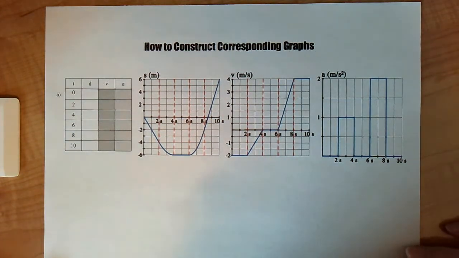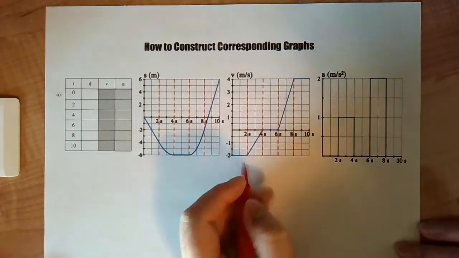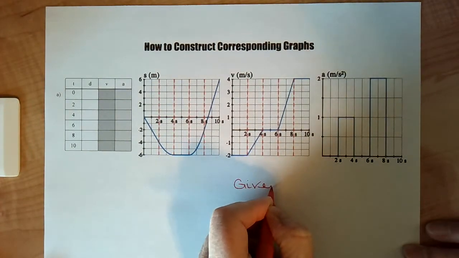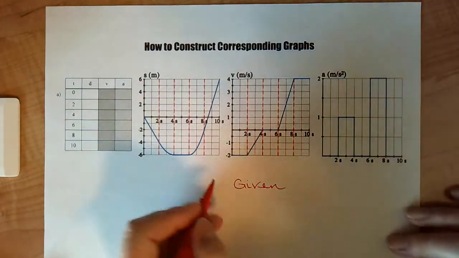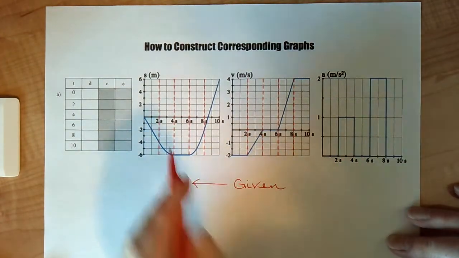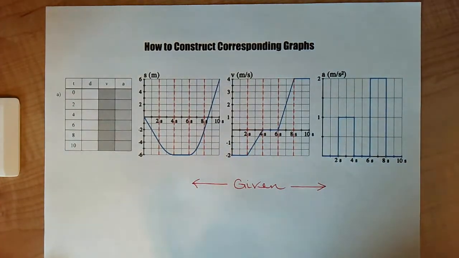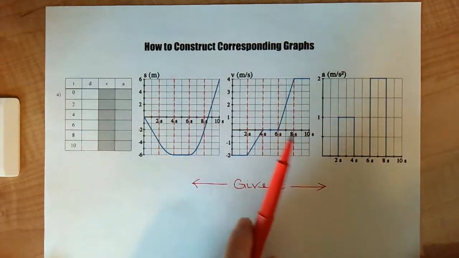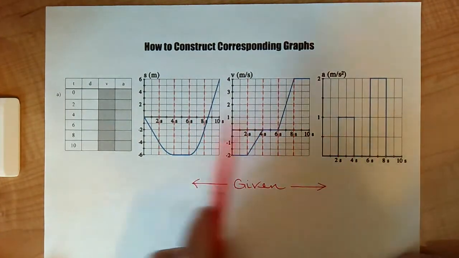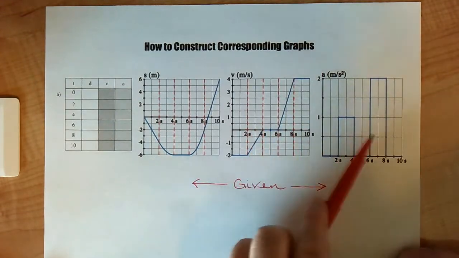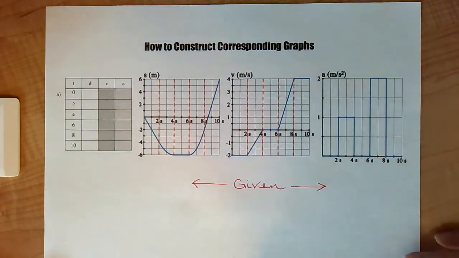All right, in this video, we're going to look at constructing what are called corresponding graphs. That means that somebody gives us one graph. So we're going to assume that the velocity time graph is given to us, and we have to figure out what the position time graph looks like and what the acceleration time graph looks like. You can see in the example that I have in front of me, it's actually already done. But I want to go through and explain to you how we get these graphs.